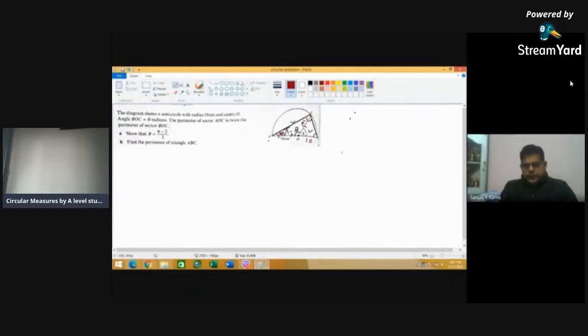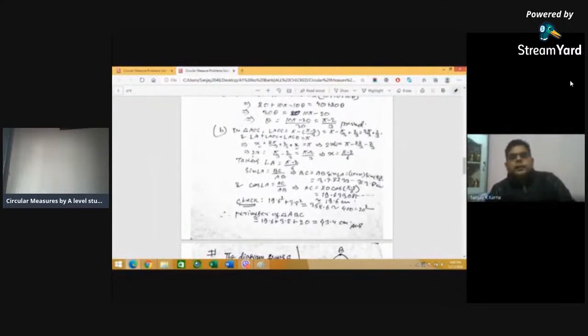Once you use sine, and then another time you use cosine. So cosine is base by hypotenuse. So base is here in this case, but this angle is AC, and hypotenuse is 20 here. So you'll be able to get the value of AC. So as you have now value of AC, value of BC, and this is already 10 plus 10 is 20. Then add up all these values, you'll have the value of the perimeter of this triangle ABC. So this sort of thing has been done here.